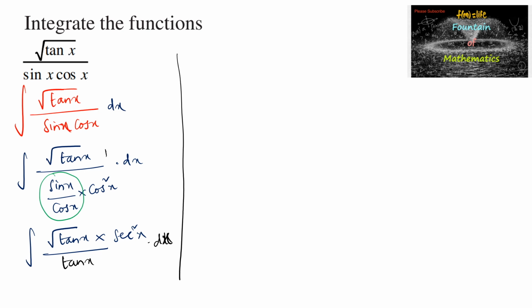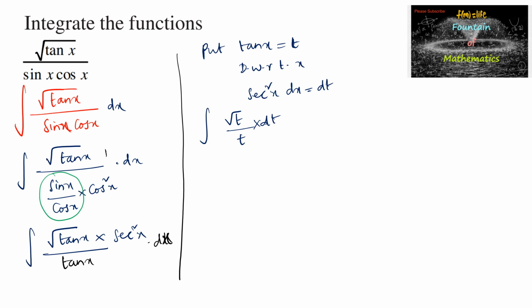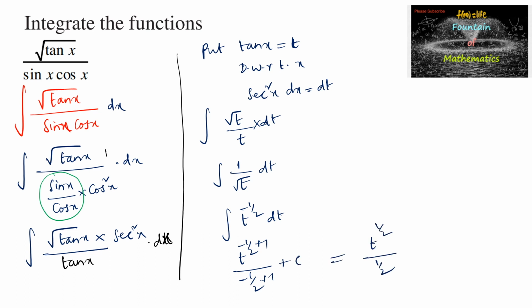Now let us substitute, put tan x is equal to t. On differentiating with respect to x, we have secant square x dx is equal to dt. So we'll be getting integral root t upon t into dt, that is integral 1 by root t dt, or we can also write t to the power minus 1 by 2 dt, that is t to the power of minus 1 by 2 plus 1 upon minus 1 by 2 plus 1, plus integral constant c, that is t to the power of 1 by 2 divided by 1 by 2 plus c, or we can write 2 times root t. Root t is nothing but root of tan x plus c will be the answer. 2 root of tan x plus integral constant c is the answer.